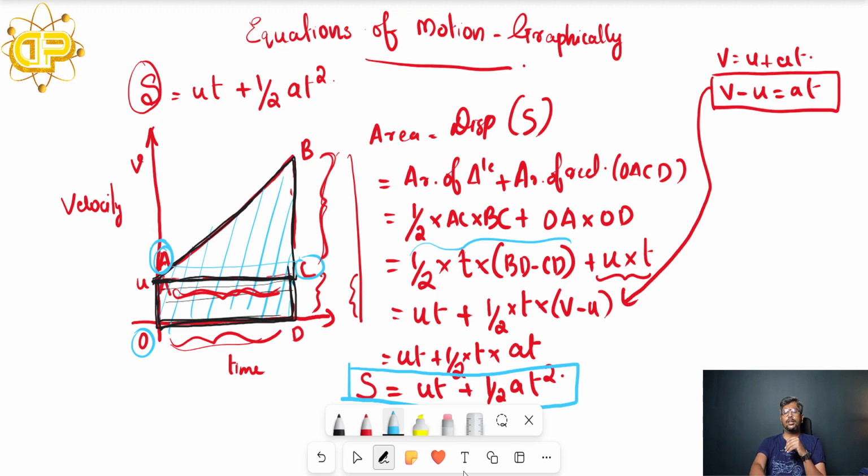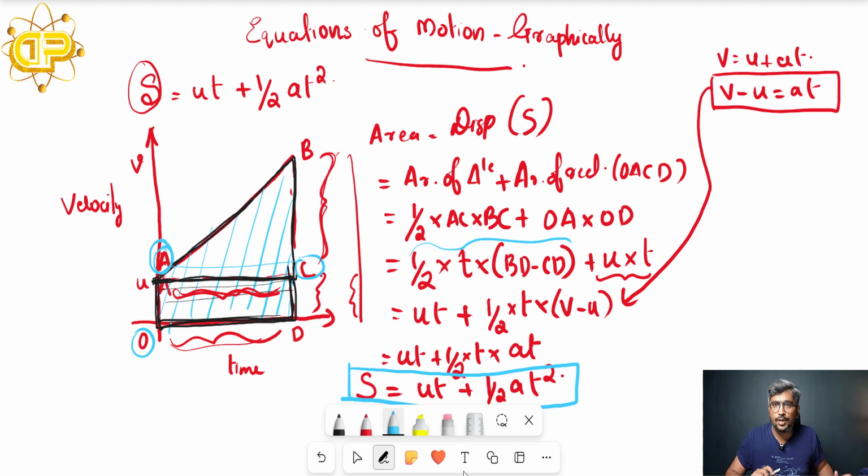Simple thing, you are just finding out the displacement by finding out the area, and area you are just finding out by area of the triangle ABC plus area of the rectangle OACD. And you are just doing basic mathematics and you are getting the value that is S is equal to UT plus half AT square. So this is the second equation of motion graphically. Within fraction of seconds, you can find it out in such an easy manner. Now you don't need to take the average velocity like that in the mathematical method. You simply use simple physics and concept.